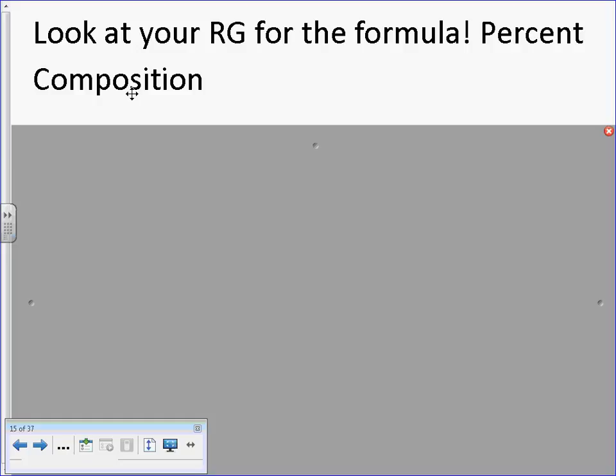Are they tricky? So, we have about 35 minutes left in class. Percent composition is our next little topic. It's not very hard. Look on your reading guide right now and tell me what percent composition's formula setup is. You wrote it down on question 7.